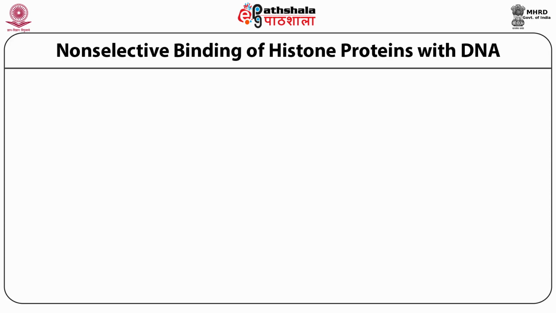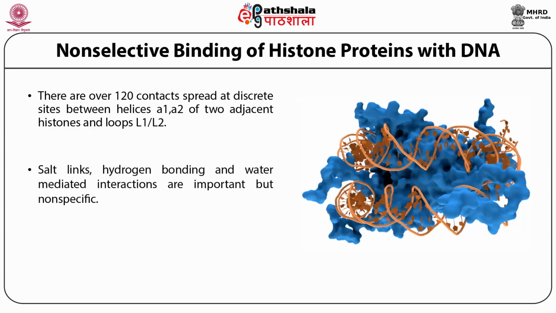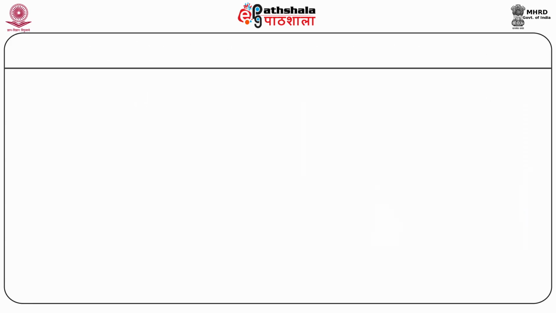The picture is shown on the right-hand side of DNA binding to histone proteins. In the nucleosome, there are over 120 contacts between protein and DNA, and they are unevenly spread between helices alpha 1 and alpha 2 and L1 and L2 loops. There are many salt links, hydrogen bonding, and water-mediated interactions. These are important, but all of them are non-specific.